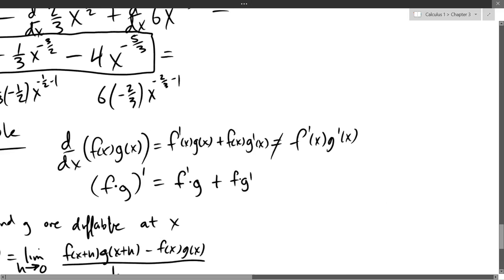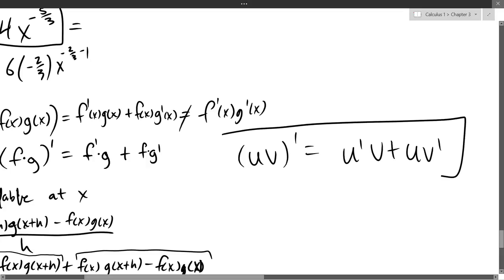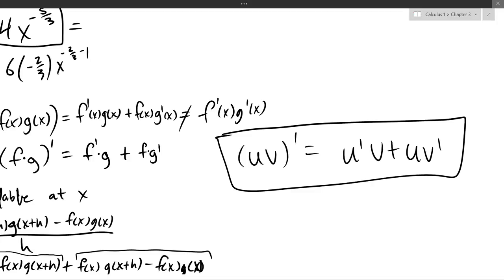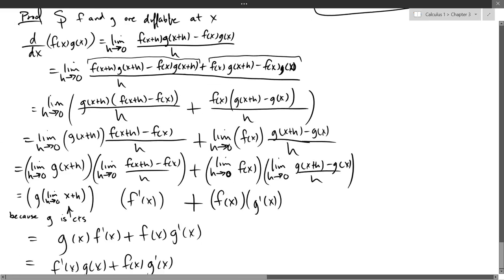Let me circle the best form. You're going to see u's and v's in your textbook a lot, so I'll start writing those down. That's a good one to put on a note card right there. So (uv)' is u'v plus uv'. You basically take the derivative of each piece multiplied by the other one.